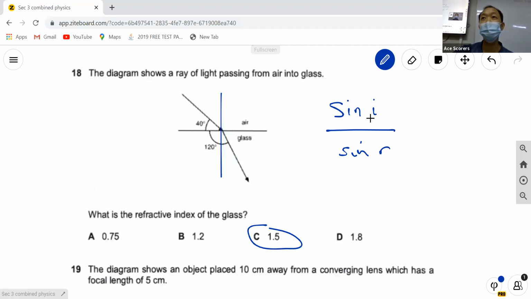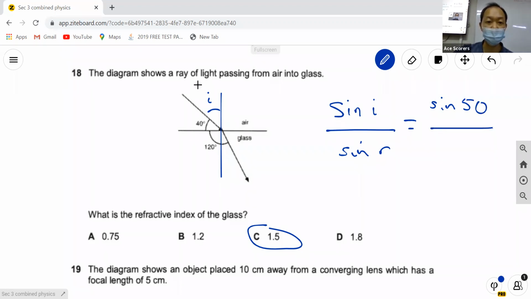So where's i? i is the angle between the normal and the incident ray. This one is 1.54, correct. So this is i. Now what's the value of i? 90 minus 40, i equals 50. So sine 50 divided by, now what's r?